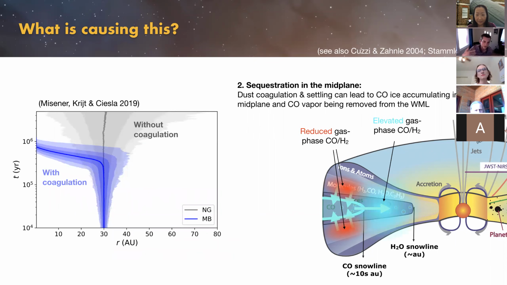Of course, grains don't just settle. Once you form sort of pebble-sized particles, they will tend to move radially as well and drift inward on fairly short time scale. So as they drift through the snow line, which is at a few tens of AU, the CO ice they're carrying can evaporate again and be returned to the gas. So sort of intuitively, you would expect to see these regions of depleted CO in the molecular layer and enriched or enhanced CO inside the CO midplane snow line.